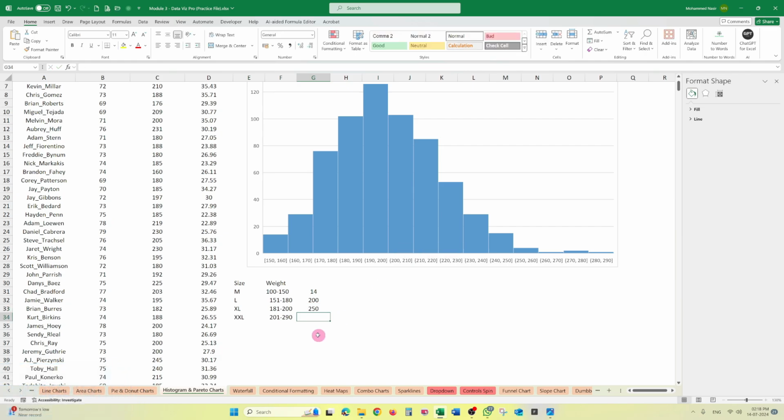So like this we can decide how many t-shirts or how many clothes of L size or how many pants of M size or XL size will be required, can be decided based on this histogram.